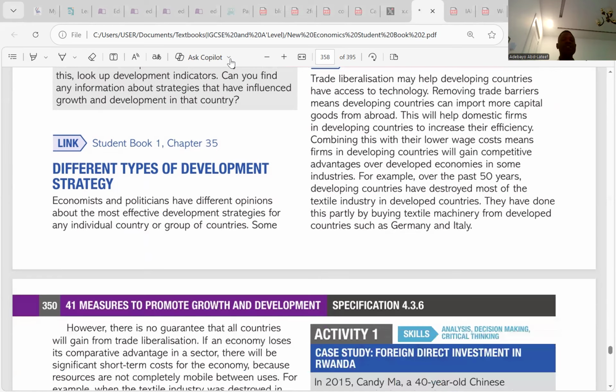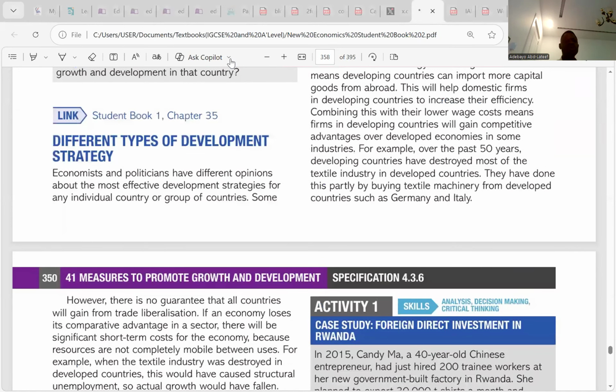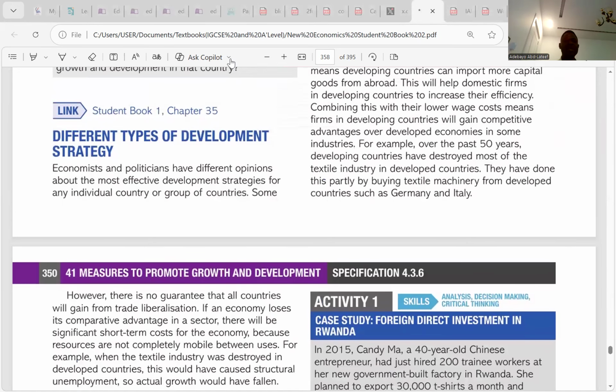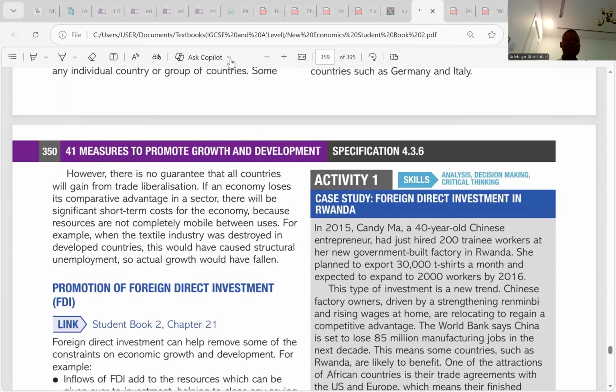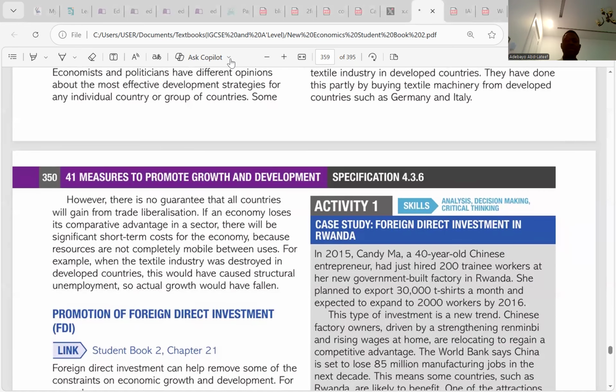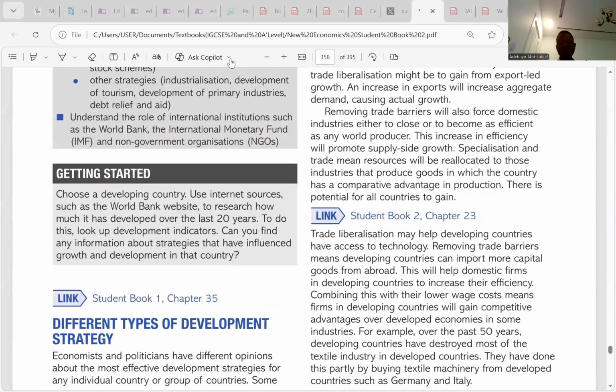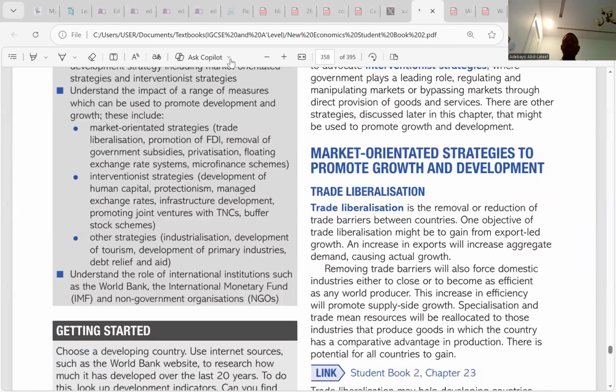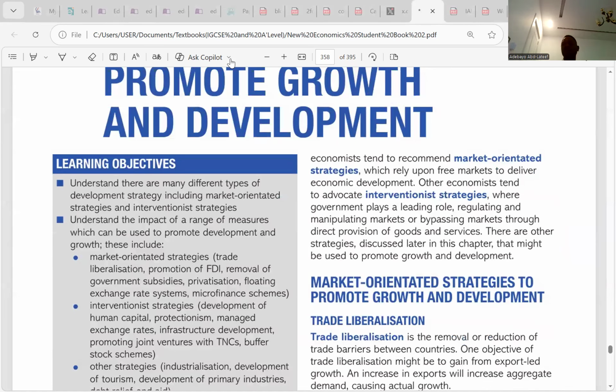We said different types of development strategy. Economists and politicians have different opinions about the most effective development strategies for any individual country or group of countries. Some economists tend to recommend market-oriented strategies, which rely upon free markets to deliver economic development. Other economists tend to advocate interventionist strategies, where government plays a leading role, regulating and manipulating markets or bypassing markets through direct provision of goods and services. There are other strategies discussed later on in the chapter that might be used to promote growth and development.